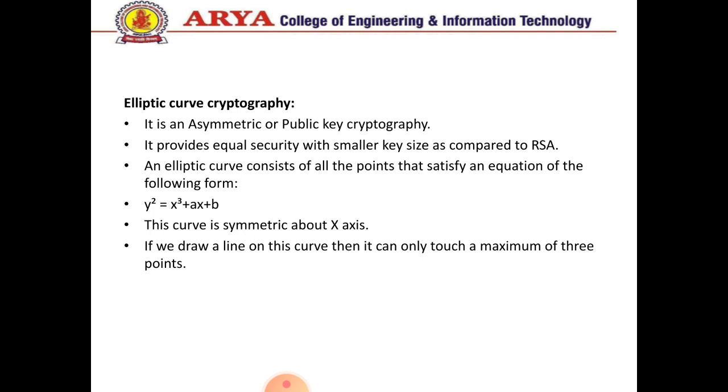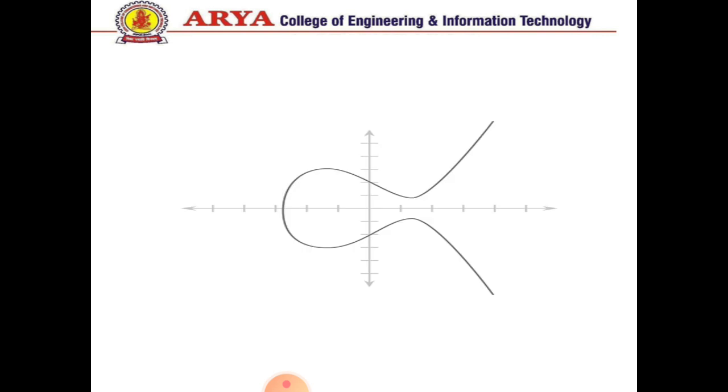So the main quality of elliptic curve cryptography is that its security is equal as compared to RSA and other algorithms with the smaller key size. This is a diagram of the elliptic curve.